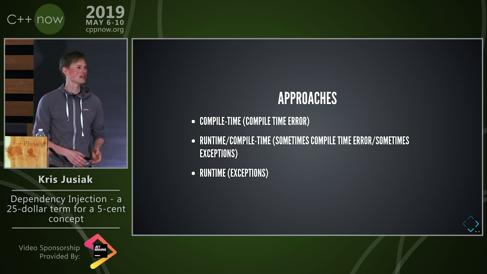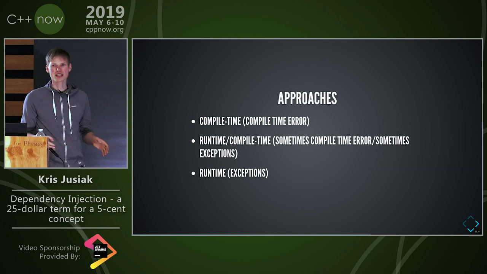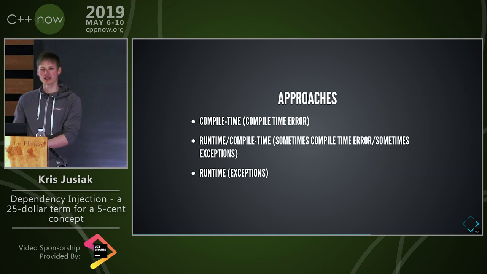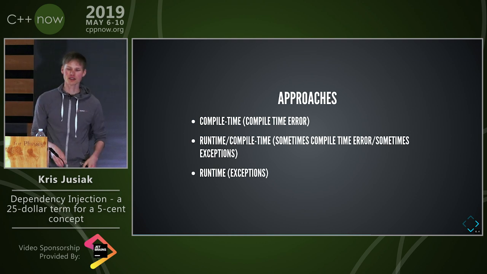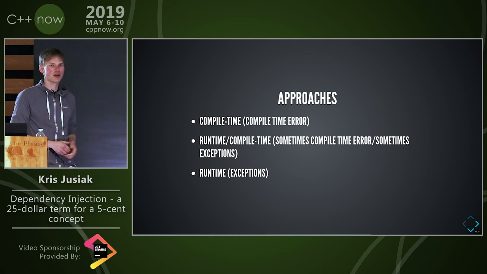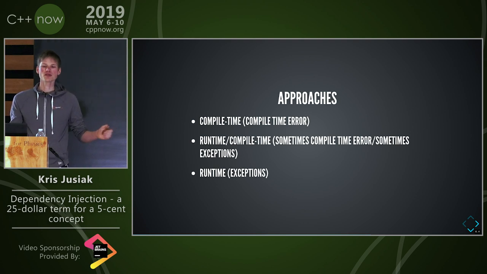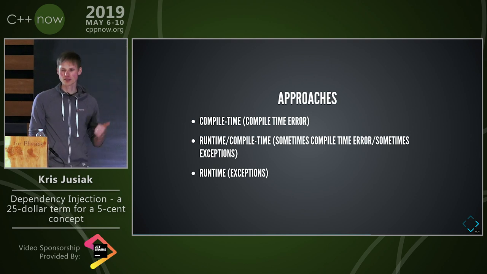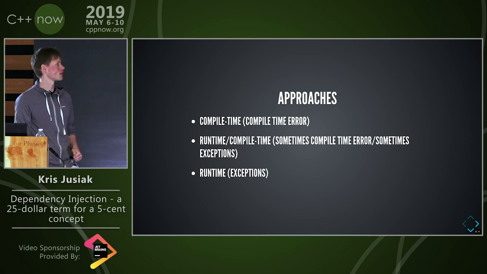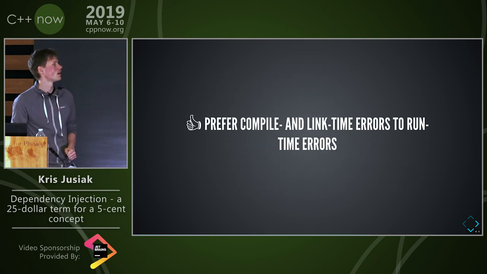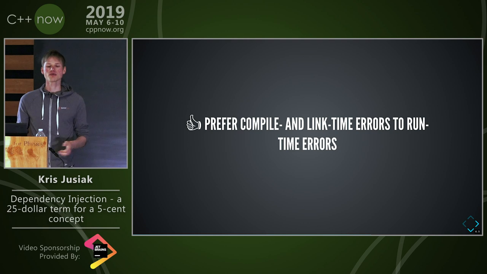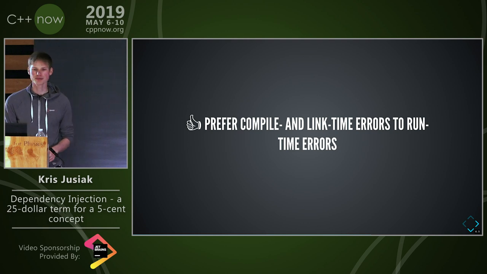And fully runtime, when we have the XML kind of Java approach, when we read from the XML and create objects. If an object is not bound, we get an exception and deal with it in production if you don't test it. But preferably we would like compile time errors, I guess.